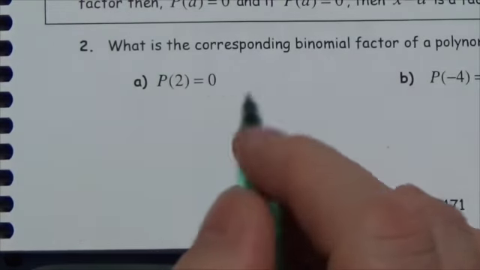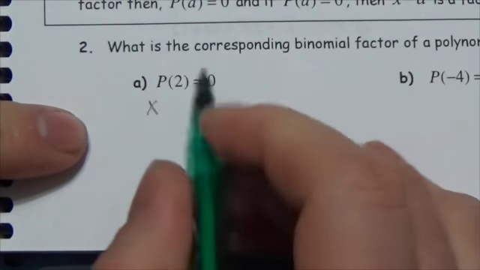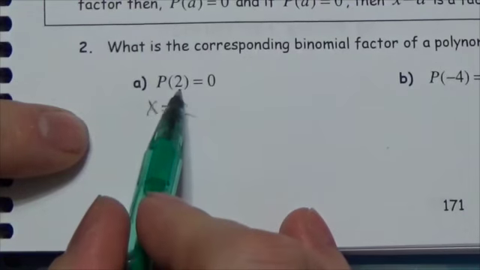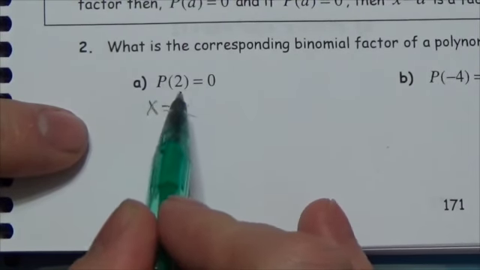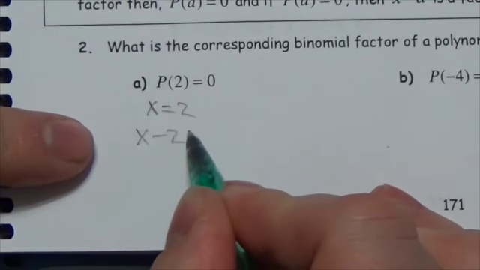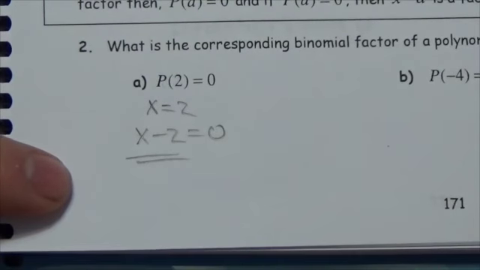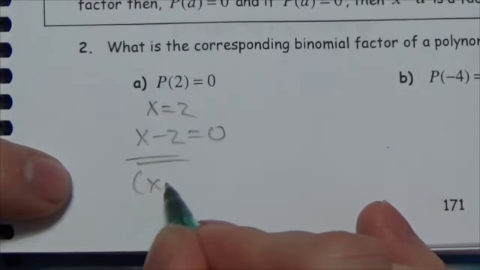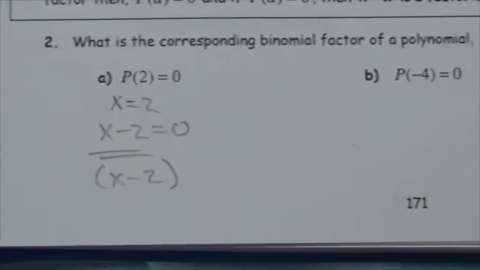If p of 2 is equal to 0, then what that means is, x should be in the middle there. This should be p of x here, but this is now p of 2. So that means x is equal to 2. Bring that over. x minus 2 is equal to 0. There's my factor. So the factor that I'm looking for is x minus 2. That's a factor of the polynomial.